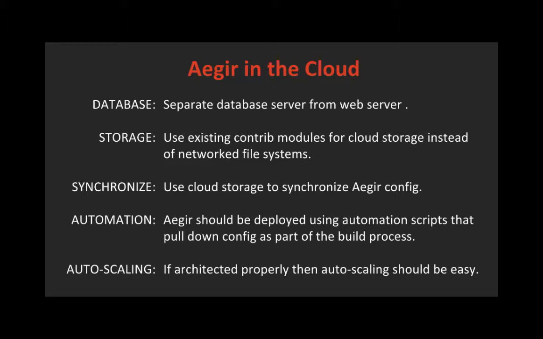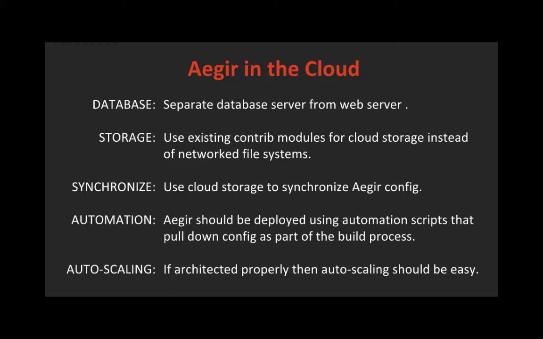Then I talked about keeping everything in sync. Again, use cloud storage to keep your Aegir configuration in sync across your multiple Aegir servers. So, in terms of S3, you can have a bucket for all of your web server config and the actual platforms and sites, and then another bucket for the individual Drupal sites' files.